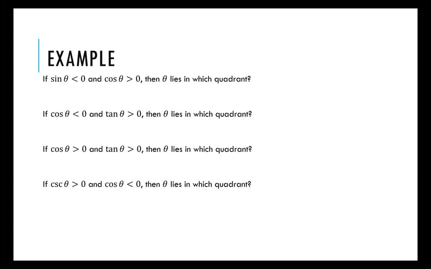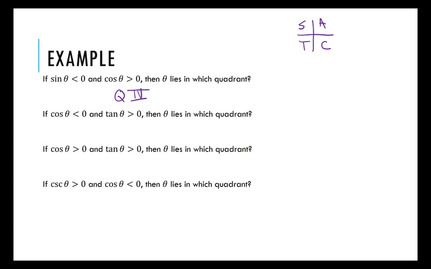So here they say specifically that sine is negative and cosine is positive. Well, let's remind ourselves, all of them are positive in quadrant 1. Sine and its reciprocal are positive in quadrant 2. Tangent and its reciprocal are positive in quadrant 3. Cosine and its reciprocal are positive in quadrant 4. So, if sine is negative, that means we're not in quadrant 1 or quadrant 2, so we're either in quadrant 3 or quadrant 4. But because cosine is positive, we know that we're in quadrant 4.